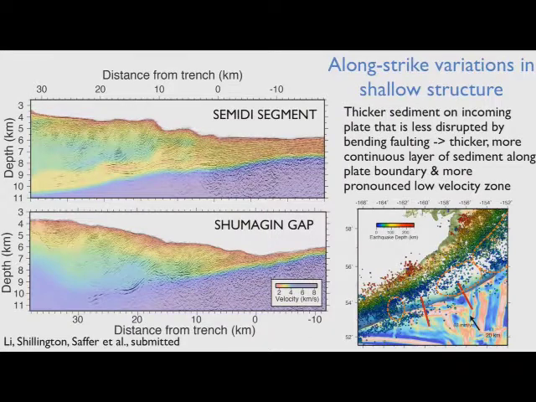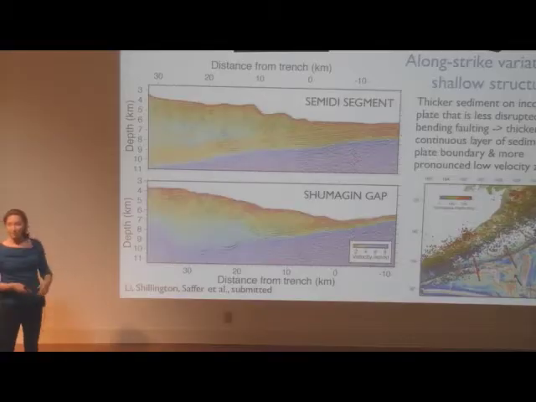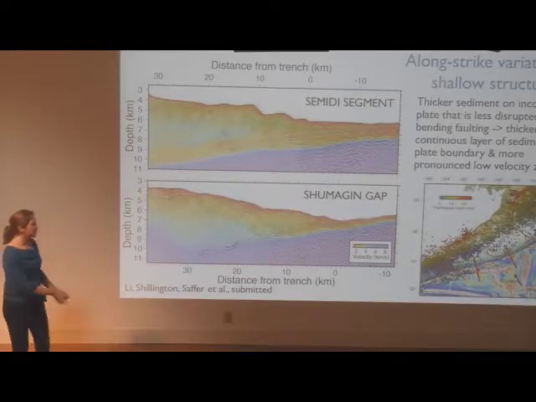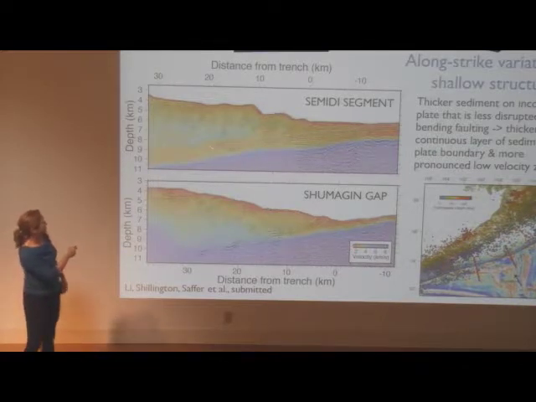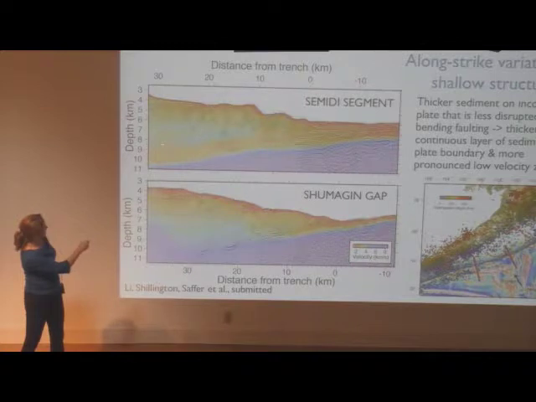In our case, we only have 2D lines, and so we can compare lines along the margin and see big differences in these plate boundary properties in the shallow part along strike, between where you have a thicker, unfaulted sediment section coming to the trench and where you have a thinner section, which has a lot of bending faulting coming to the trench. And here, you have this nice low velocity zone. Based on our streamer length, we can't be sure, but down to 8 or 9 kilometers is where we have sensitivity.